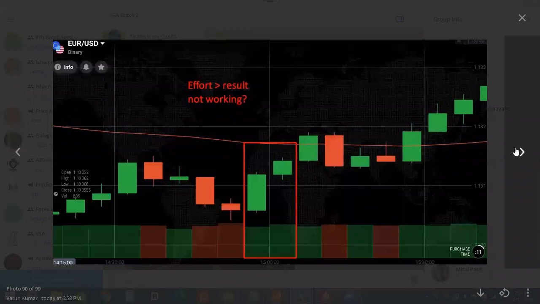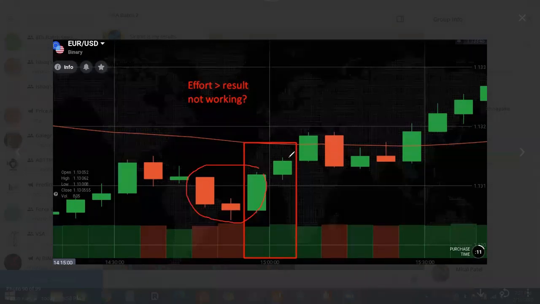Okay, same start of the trend. You can see there is a morning star pattern on this candle, with volume increasing. It means this pattern will work. So before that, there is a price action pattern.